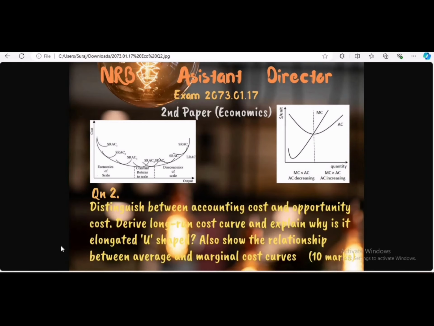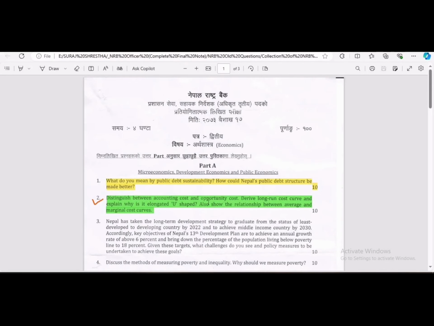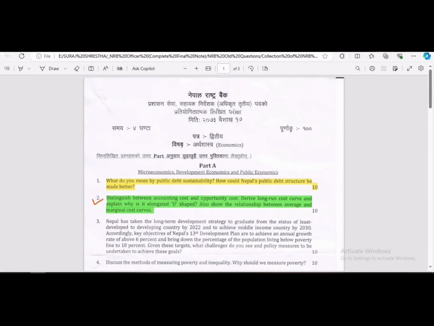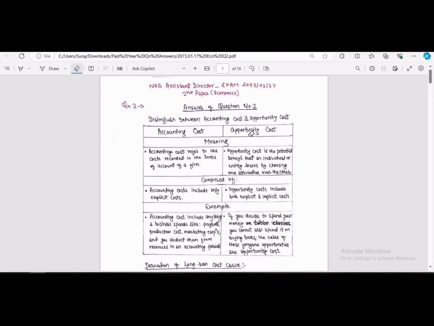Today we are going to talk about another crucial question of 2073, Baisakh 17. Distinguish between accounting cost and opportunity cost. Derive long run cost curve and explain why it is elongated U-shaped. Also show the relationship between average and marginal cost curve. So at first we talk about the differences between accounting cost and opportunity cost.